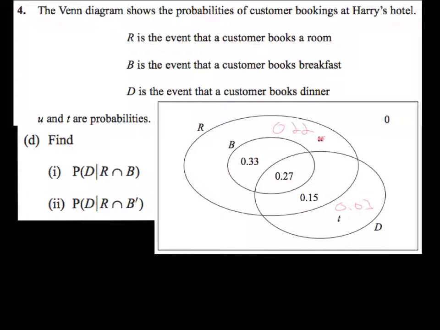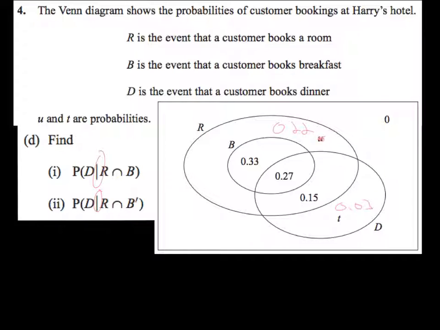0.22. In part D, we are looking at conditional probability, we can tell from the sign here. This can be quite intimidating, and indeed you can use the conditional probability formula to try and work this out. However, with Venn diagrams, sometimes it's kind of easier just to interpret it from the diagram.